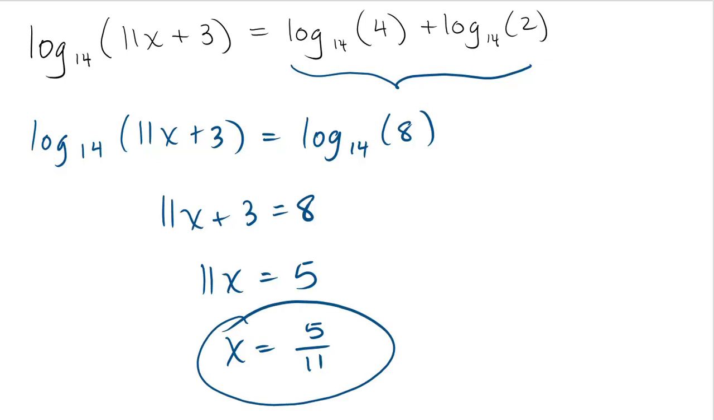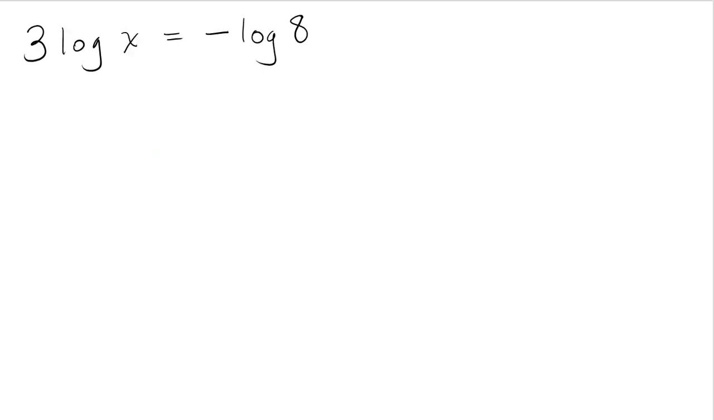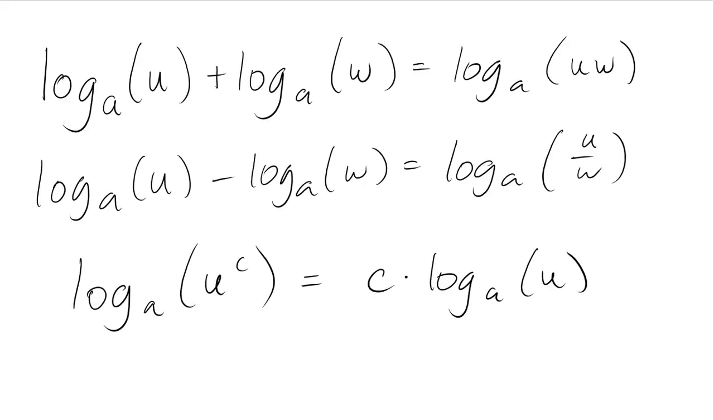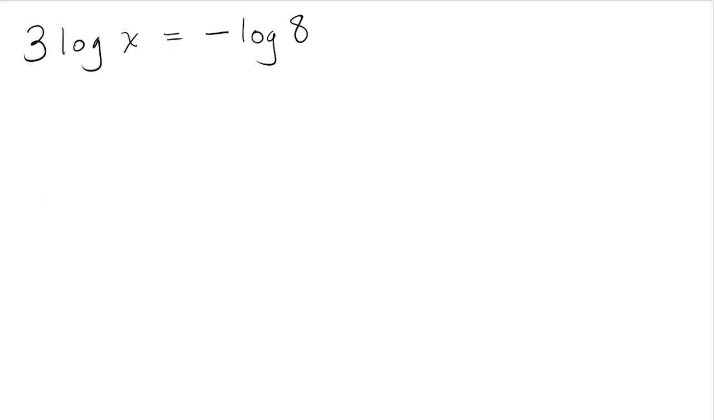Let's look at another example that's going to use a different property. This says 3 times the common log of x equals the opposite of the common log of 8. I do have a single logarithm on each side, but both of them have coefficients other than 1 in front. We've got to get those out of the way, and that's where the last property comes in. We can bring those coefficients in front in as exponents. So I can rewrite the left side as the common log of x cubed, and I can rewrite the right side as the common log of 8 to the negative 1.